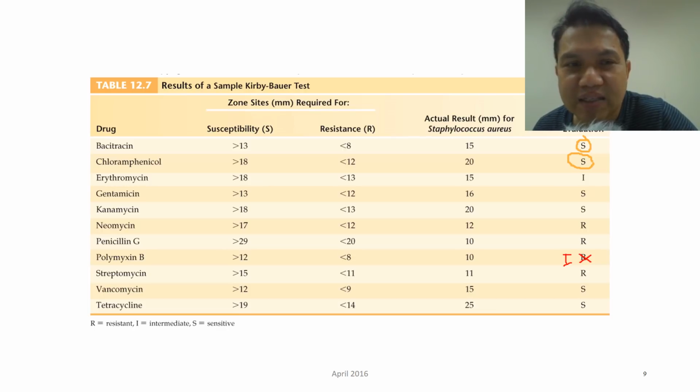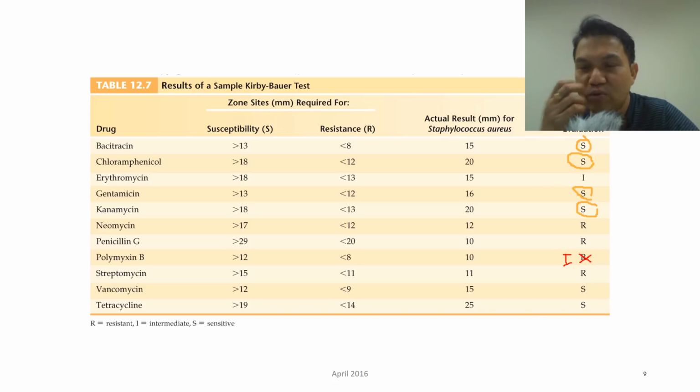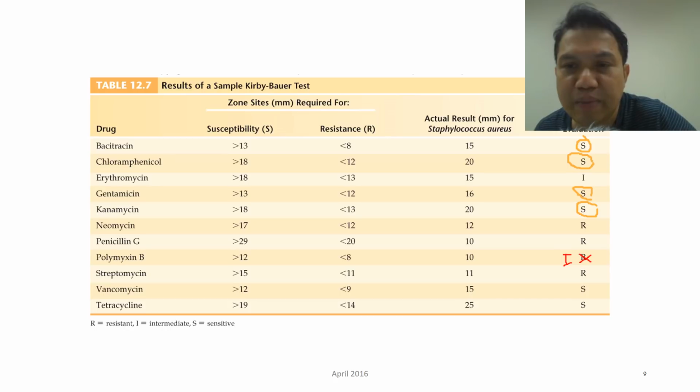S, also another one. Gentamicin is also very good, so it can be given. Kanamycin is also good, can be given also. R, don't waste your time. The doctor will completely ignore it. If it's R, it means the pathogen is resistant to neomycin. Useless, don't want it, cross it out.